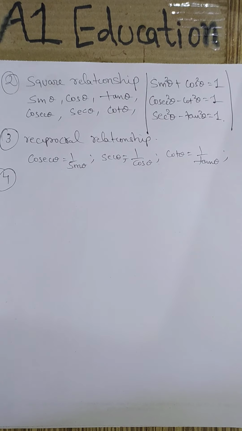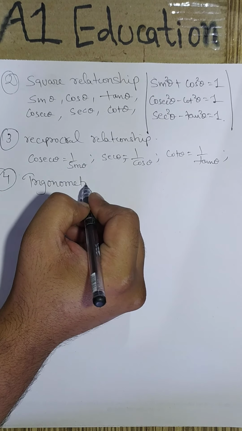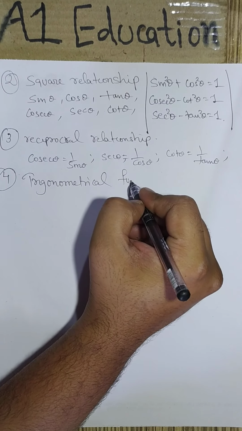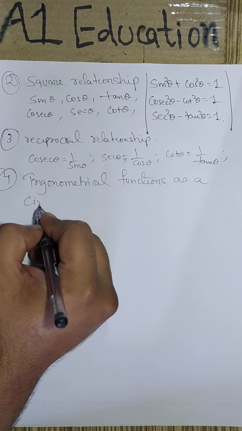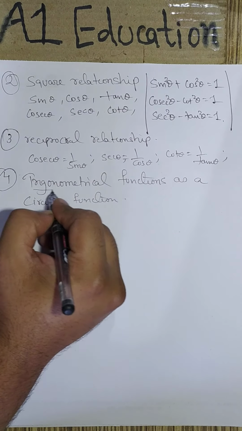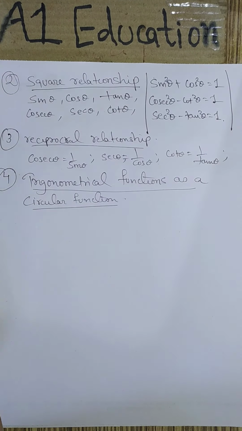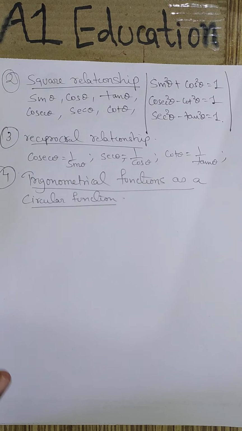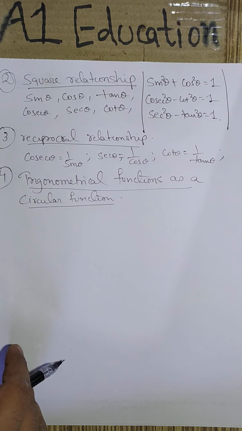Next thing which we are going to see is trigonometrical functions as circular functions. What do you mean by a circular function? A circular function is one which repeats its value after regular intervals. So let us see them.